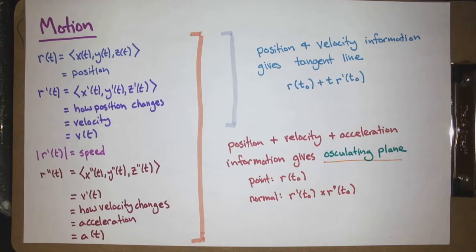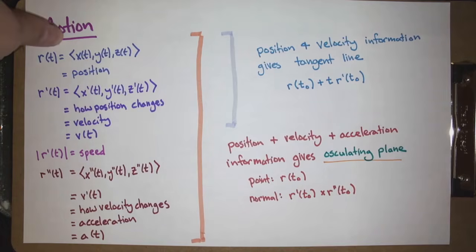It means to kiss, you know. So it's the kissing plane. I don't recommend you go to your significant other and say, hey, let's meet up and do a little bit of osculating later on. It's not going to go well for you. But anyways, the idea is it's the plane that just kisses the curve.